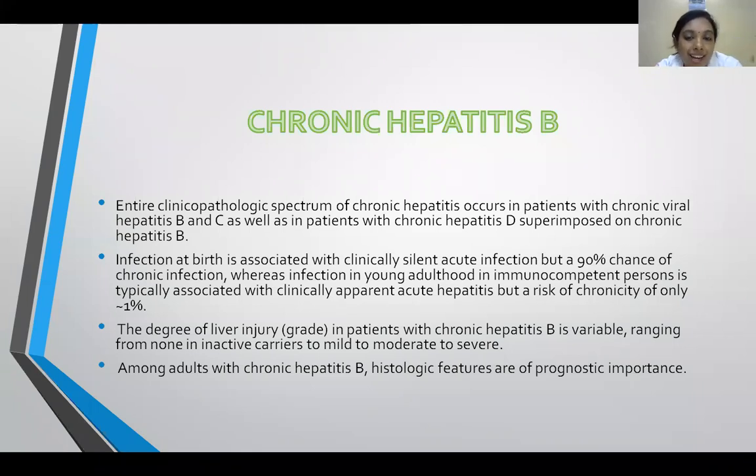Whereas infection in young adulthood, in immunocompetent persons, when acute hepatitis occurs, the risk of chronicity is 1%. So remember, when hepatitis B infection occurs at birth, there is a 90% chance of chronicity, and when it occurs in young adulthood, the risk of chronicity is 1%. This is a frequently asked question in PG exams also. Okay? The degree of liver injury, that is the grade as per classification, in patients with chronic hepatitis B is variable, ranging from none in inactive carriers to mild, moderate, and severe. Among adults with chronic hepatitis B, the histologic features are of prognostic importance. So, prognosis-wise, histologic features are important.